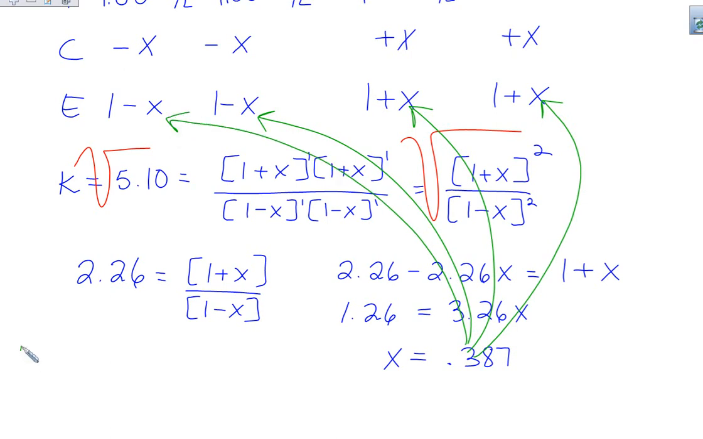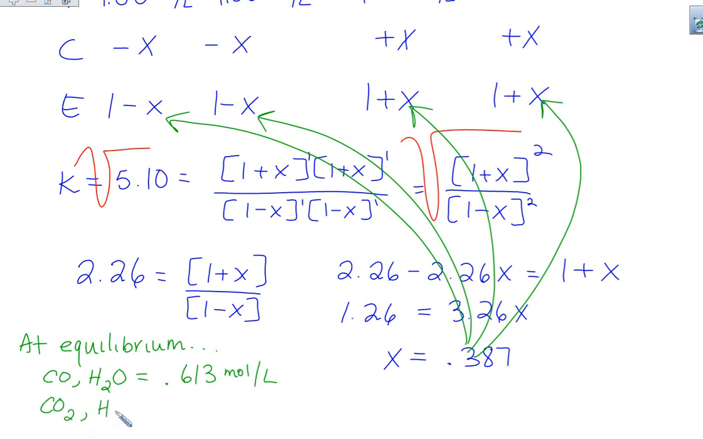So here we are at equilibrium. These are going to be the same. The carbon monoxide and the water on my reactant side will each be 1 minus x. How about 0.613 moles per liter? And then on my product side, I've got carbon dioxide and hydrogen. That'll each be 1 plus x, 1.387 moles per liter. Done.